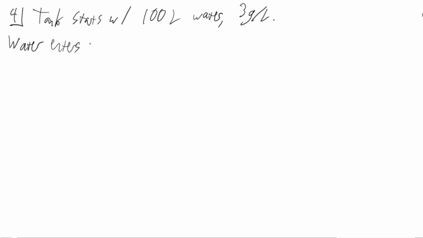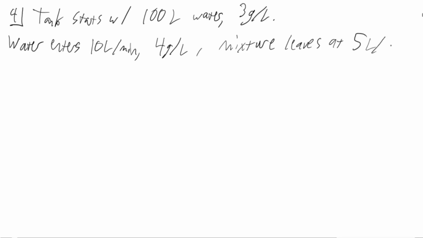So one last variation of these types of problems, we might have a tank that starts with a certain volume and concentration, say 100 liters of water with 3 grams of salt per liter. And we might have a salt water mixture entering, say, 4 grams per liter of salt, entering at a rate of 10 liters per minute. But this time we'll have the mixture leaving at a different rate than the rate at which it enters. So say 10 liters per minute are entering, but only 5 liters per minute are leaving.